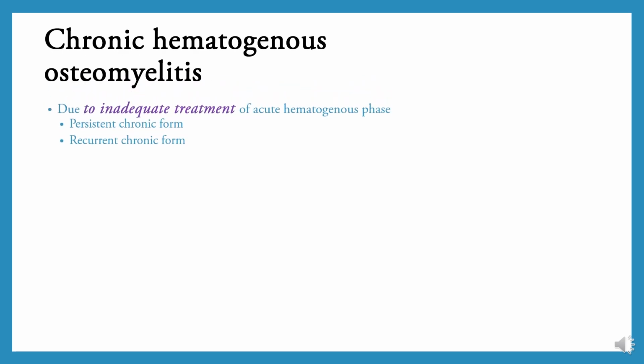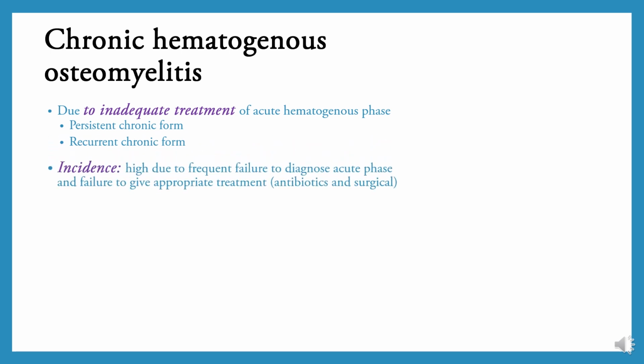Chronic hematogenous osteomyelitis. This is due to inadequate treatment of the acute hematogenous phase. There is persistent and recurrent form. The incidence is high due to frequent failure to diagnose the acute phase and failure to give appropriate treatment.